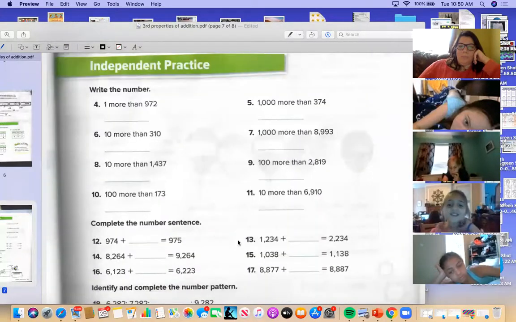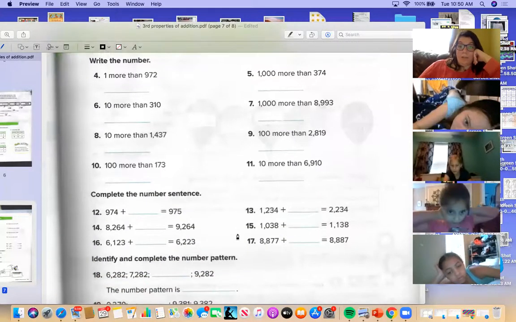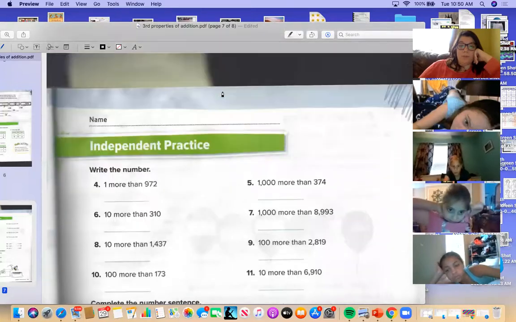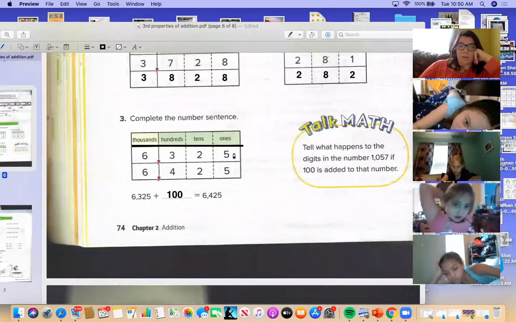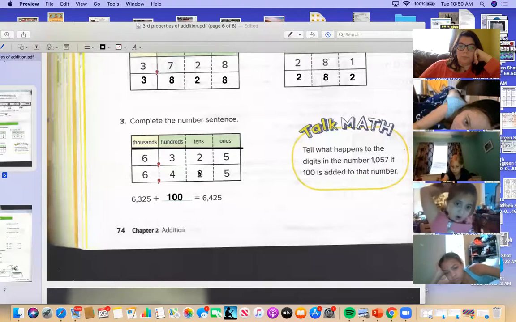And you will have a page of this. Now, I would advise you, if you need to, draw a chart like this to help you.